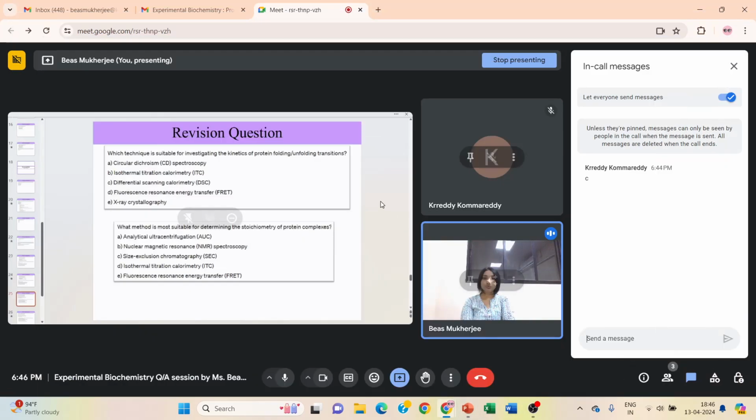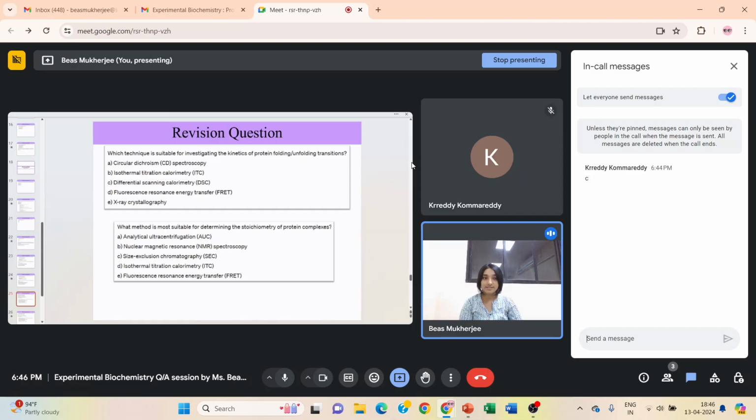Which technique is suitable for investigating the kinetics of protein folding or unfolding transitions? Protein folding and unfolding. Okay. Circular dichroism spectroscopy, and when you have ITC, differential scanning calorimetry, fluorescence resonance energy transfer, and X-ray crystallography. So here the kinetics of protein folding and unfolding is being studied.